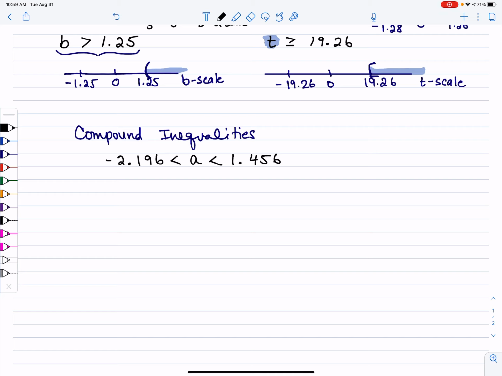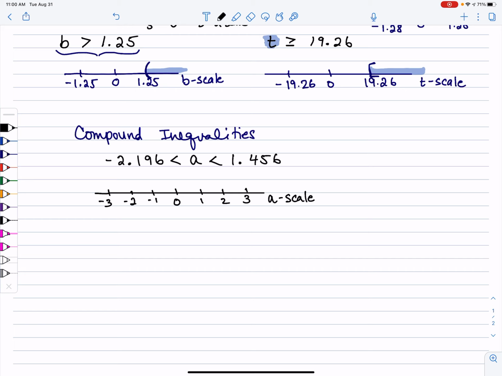When you're graphing a compound inequality, what we can do is start with the number line and label that an A scale, because the variable is A. We can add 0 in the middle, and then we can approximate our numbers. We have 1, 2, and 3. We'll have negative 1, negative 2, and negative 3. You want to make your number line as symmetric as possible.